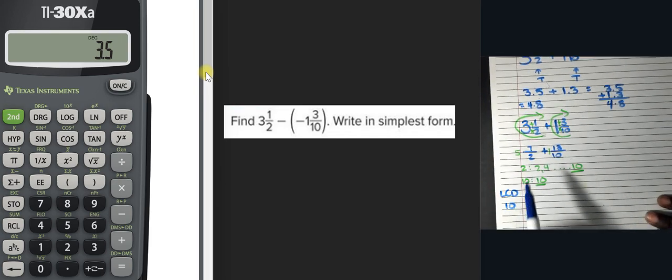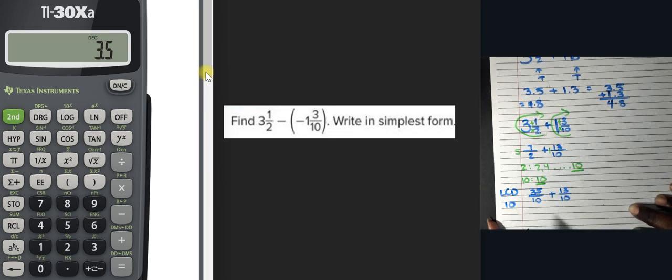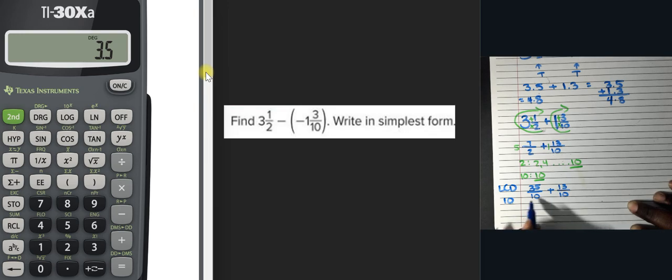So 5 times 7 gives me 35. So my new numerator is 35. 5 times 2 gives me 10. So my new denominator is 10. Now we're going to add that with our second fraction. So we have 1 times 13 to give me 13 for the numerator, and then 1 times 10 to give me 10 for the denominator. So now we have a common denominator.